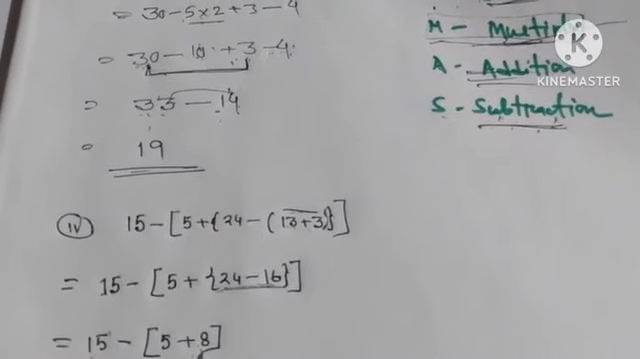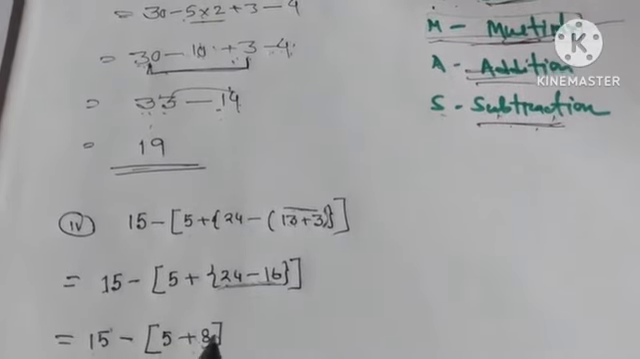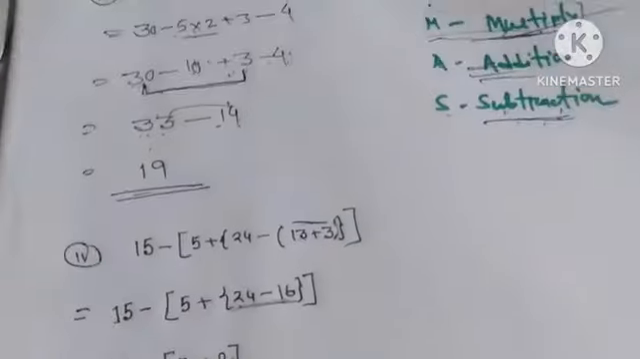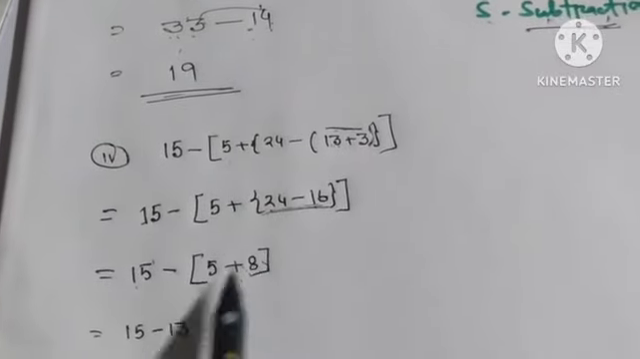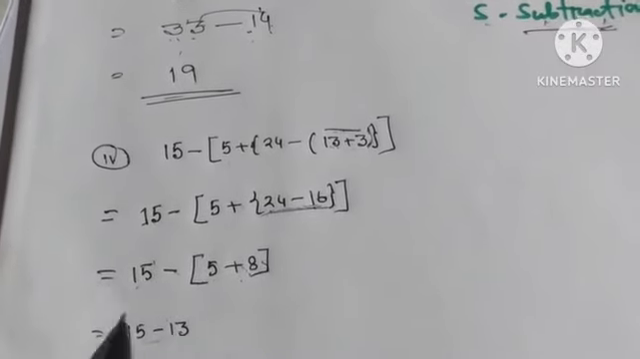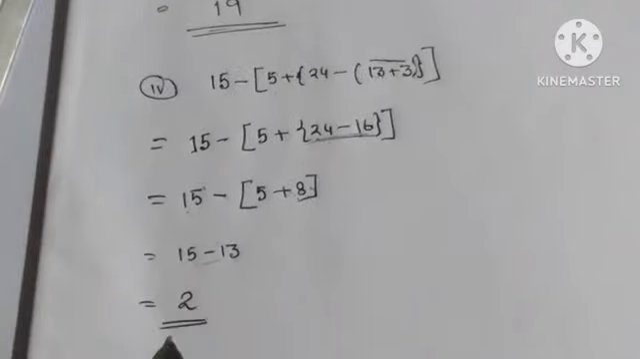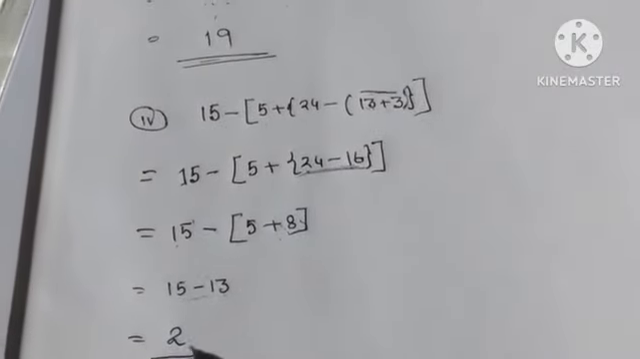In the square brackets, there are 2 things given, 5 plus 8. That means 5 plus 8 is equal to 13. So 15 minus, remove the big brackets, and 5 plus 8, that means 13. That means our question is 15 minus 13. That means our answer is 2. I hope you understand the question.